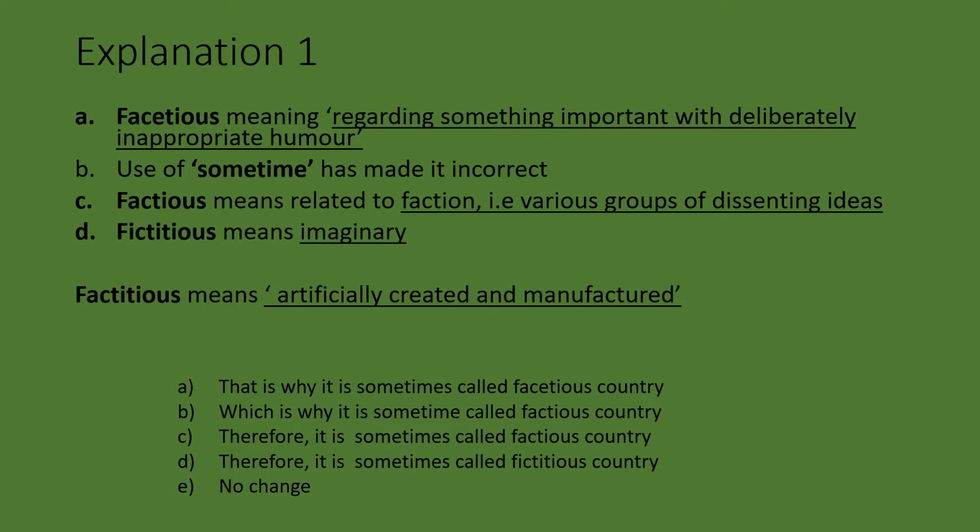So that's the faction. So if you see India, a lot of political parties are there, a number of political parties, and they have opposing ideas, opposing views. So that's why some people call India a factious country, a country related to factions. So option 3, that's why it is correct.